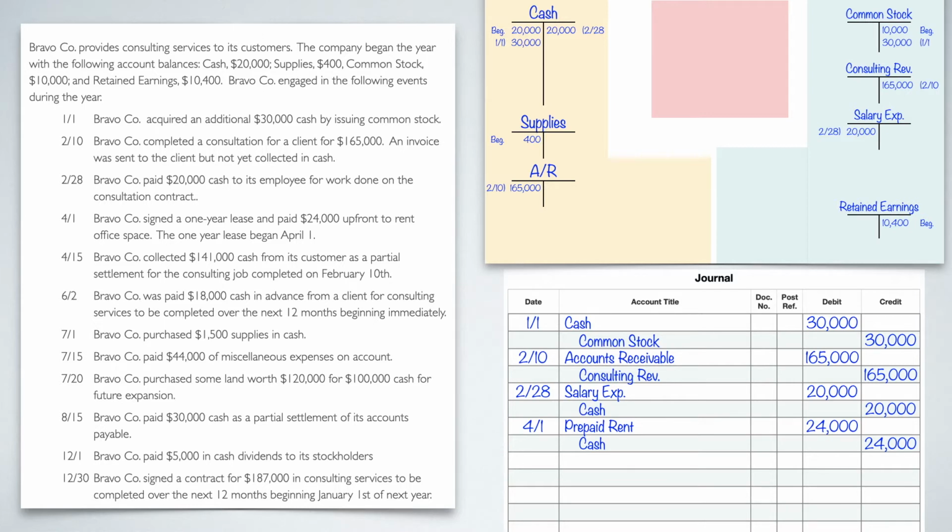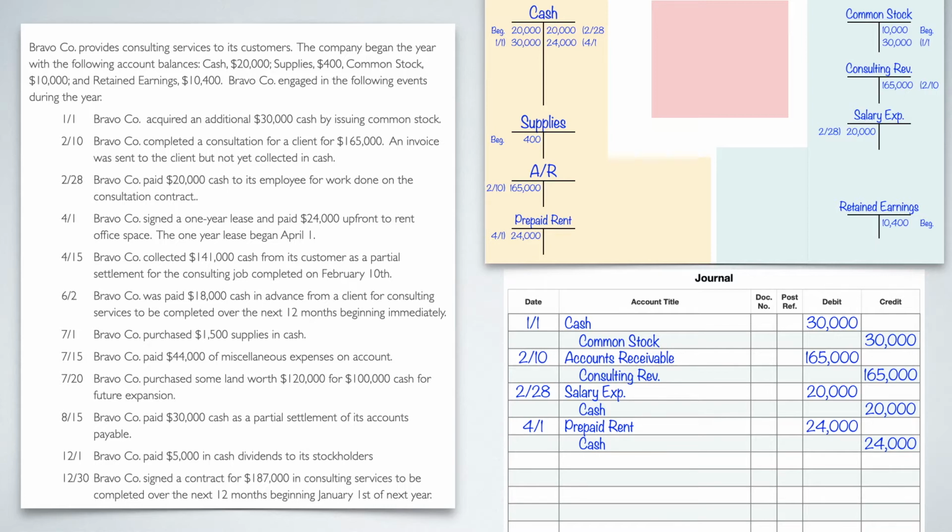I need to create a T-table for prepaid rent. Again, it is an asset, so it is plus minus. So I'll put it with the assets, put it on the debit side of $24,000, and then add the $24,000 to the credit side of cash. That is transaction 4. Now let's go on to the next one.